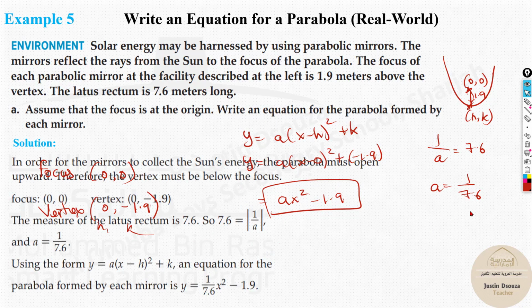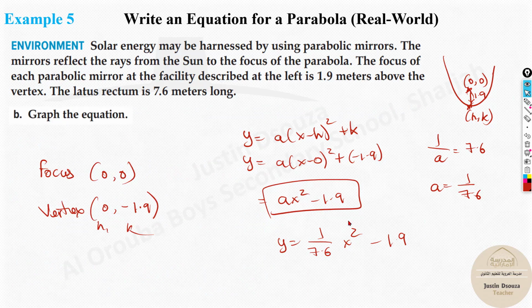I'm so sorry. I forgot to substitute the a value. It's correct, whatever I've written, but I forgot to substitute the a value, which we just found over here. See, this is the thing. A is what? 7.6 x squared minus 1.9. That's the answer. This is all y equal to. And that's the part A.